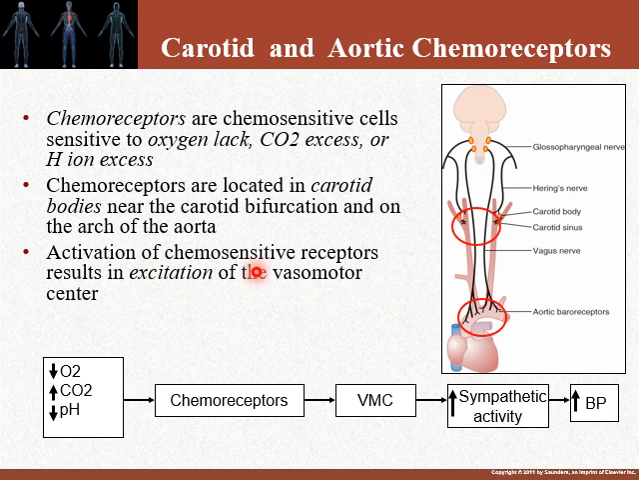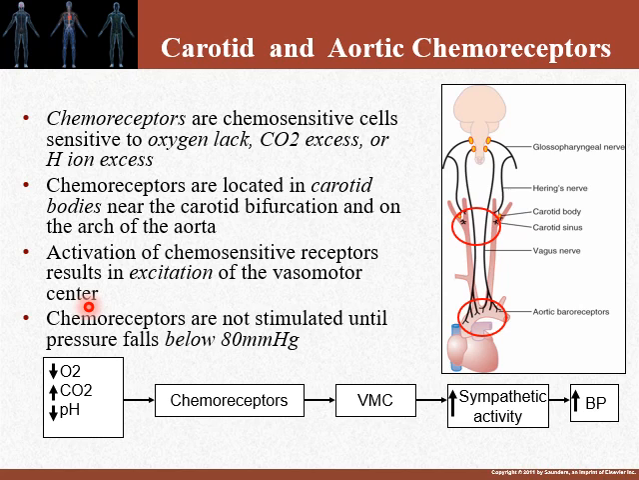Now when these chemosensitive receptors are activated, due to oxygen lack or excess of CO2 or hydrogen, they are connected with the vasomotor center. They will excite the vasomotor center, and excitation of the vasomotor center will result in an increase in the sympathetic activity and an increase in the blood pressure, and this will result in an increase in blood flow.